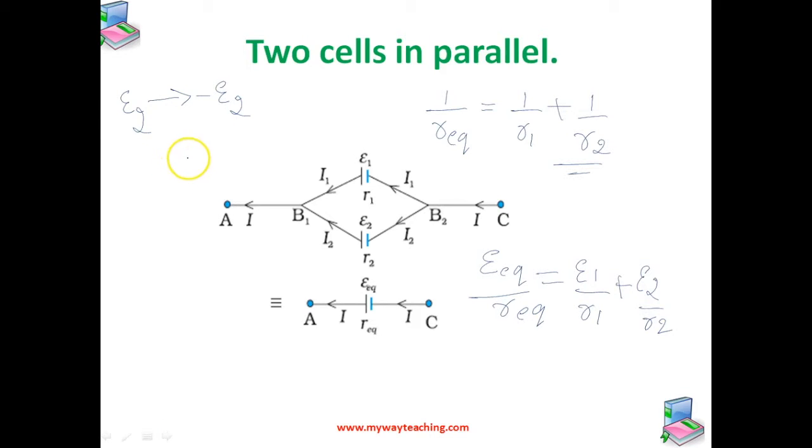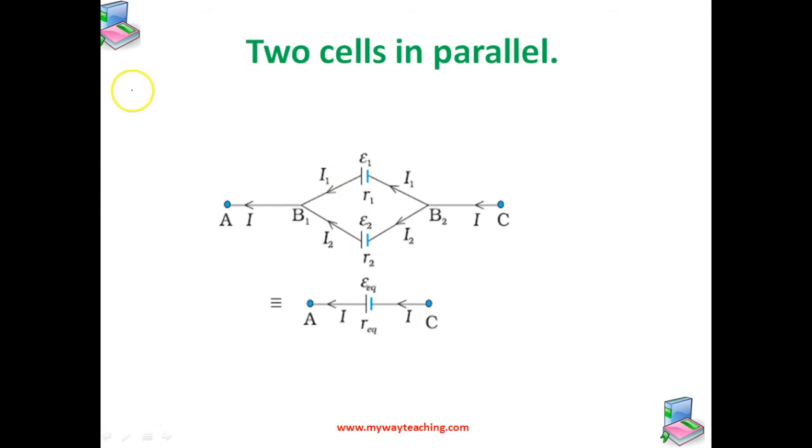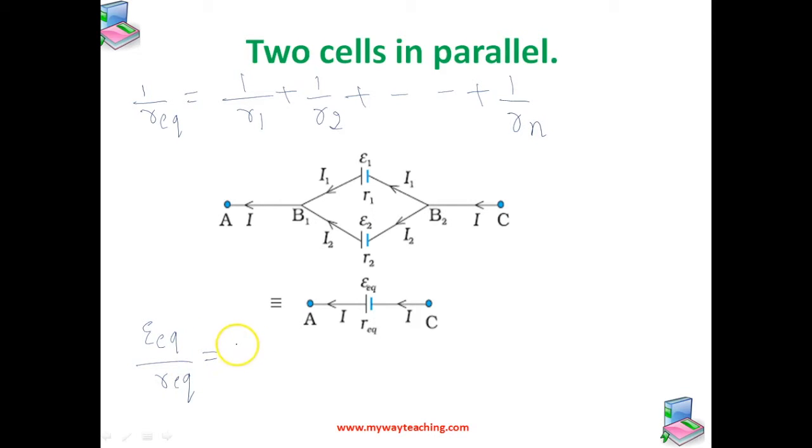If there are n cells of EMFs epsilon 1 to epsilon n, and their internal resistances are R1 up to Rn, connected in parallel, then first we can write the equivalent resistance as 1 by R equivalent is equal to 1 by R1 plus 1 by R2 up to 1 by Rn, and the equivalent EMF by R equivalent, like this, we can represent with these equations. This is very simple.